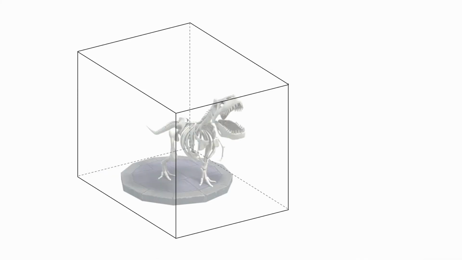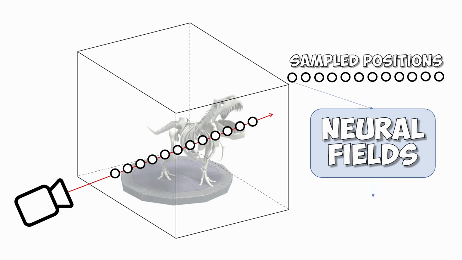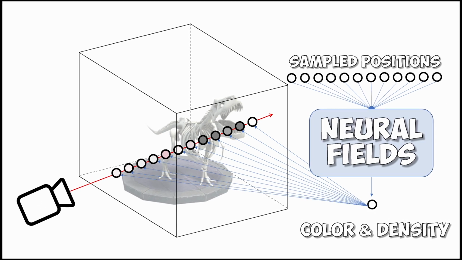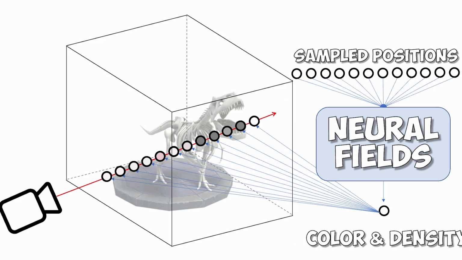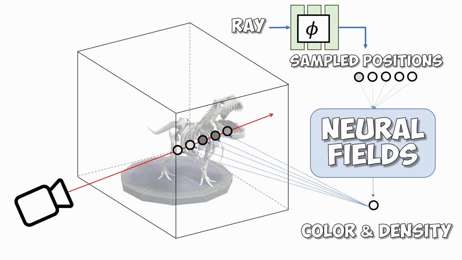Let's start with rendering this T-Rex. To render a single pixel, we need to sample hundreds of 3D points on a ray. For each point, we query a trained neural field to obtain the density and the RGB color viewing from a specific direction. This is wasteful because many of the sampled 3D points are in empty space and do not contribute to the final color. One can accelerate this process by predicting the densities of these samples. By thresholding the predicted density, we can reduce the number of required evaluations per ray.